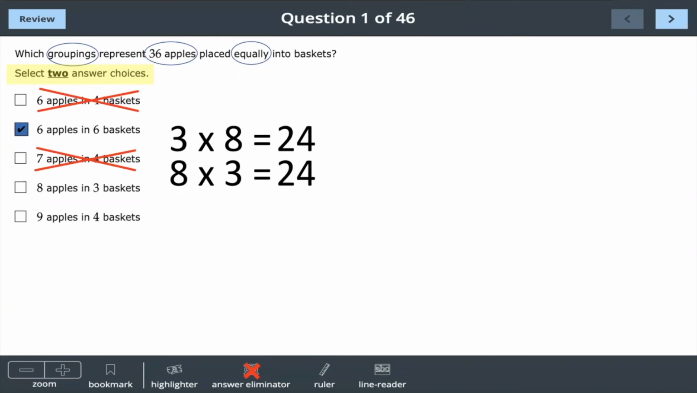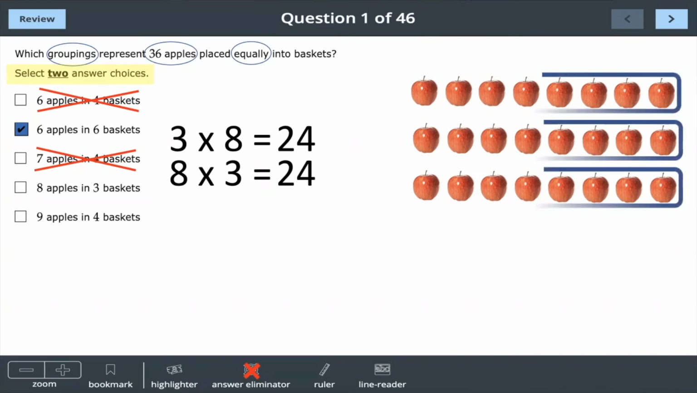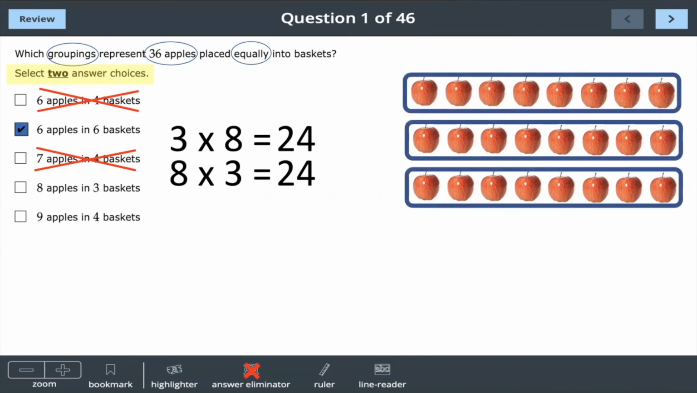I can also create a model. My array will have 3 rows and 8 columns. I can count them individually, or I can skip count by 8. 8, 16, 24. 24 is not equal to 36. Since it is not equal to 36, I will use my answer eliminator and eliminate 8 apples in 3 baskets. Let's look at the last answer choice.